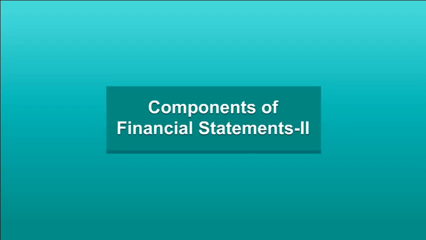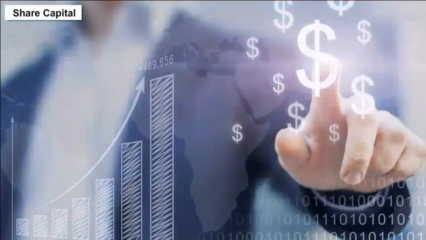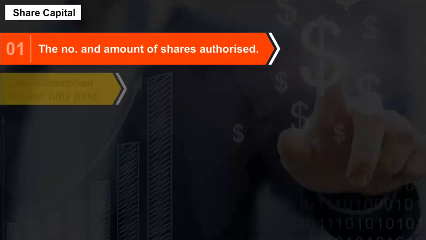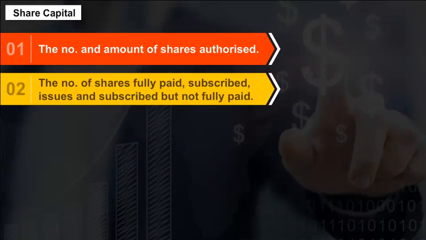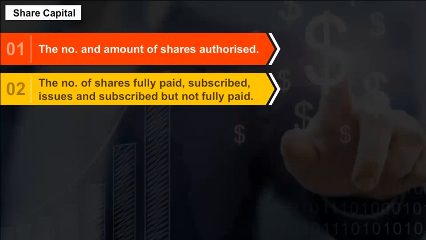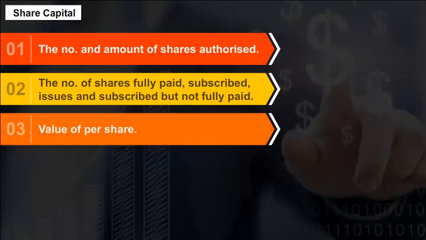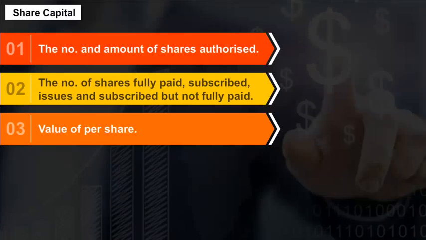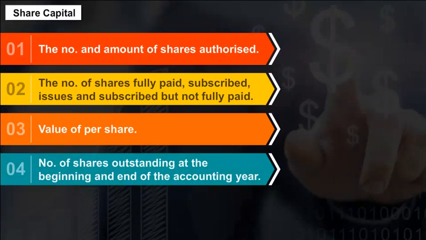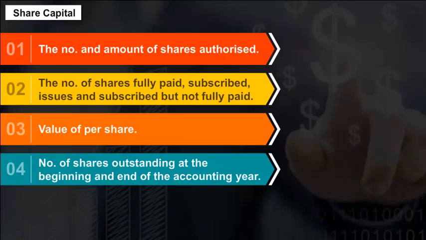Components of financial statements, Part 2. For each class of share capital: 1. The number and amount of shares authorized. 2. The number of shares issued, subscribed and fully paid, and subscribed but not fully paid. 3. Par value per share. 4. Number of shares outstanding at the beginning and end of the accounting year.